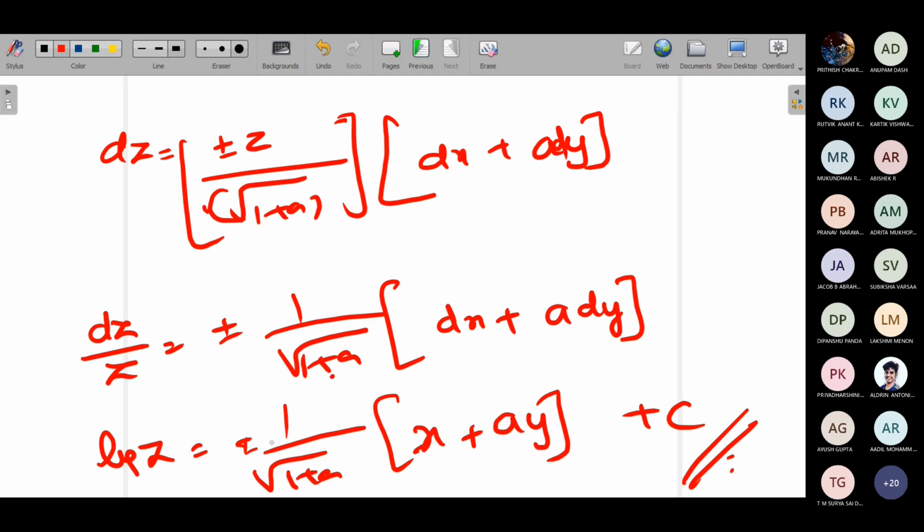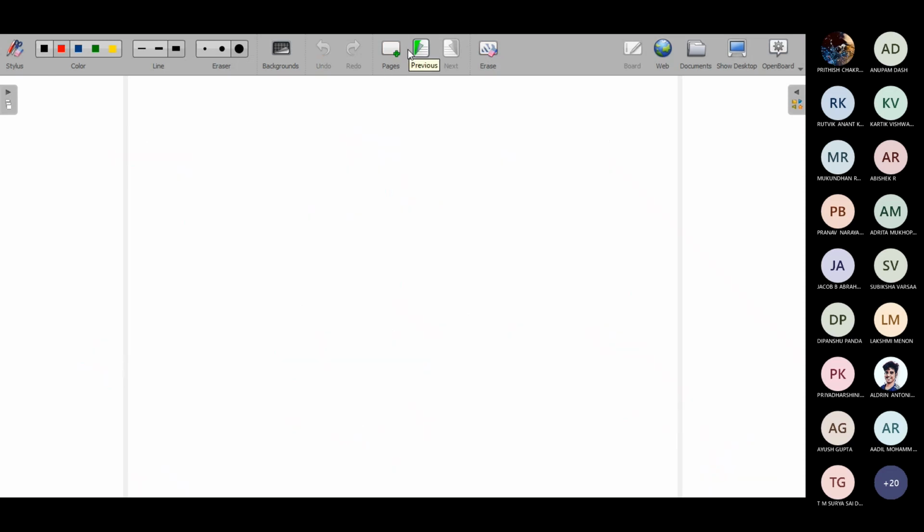Is it clear? Yes, ma'am. These are simple solving problems. Yeah, there are no methods or anything. Just PDEs. Wherever you have PDEs involved, we try to solve. That's all.